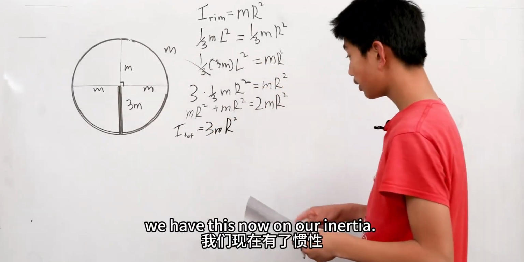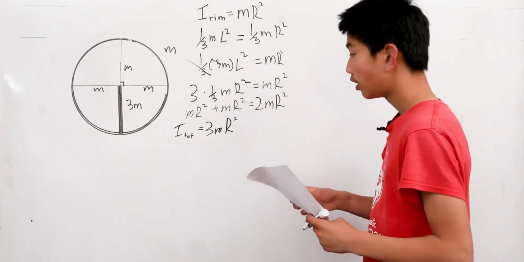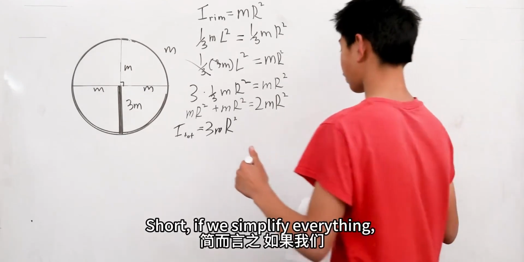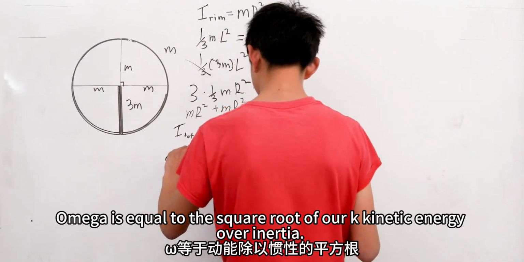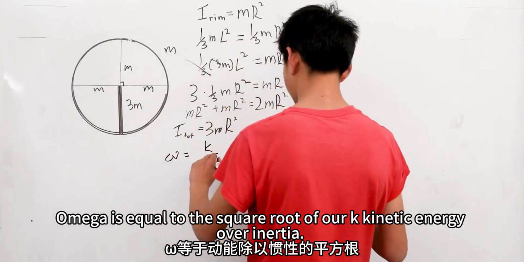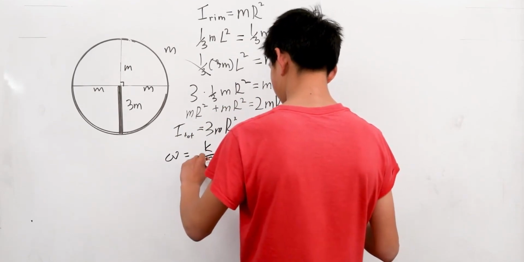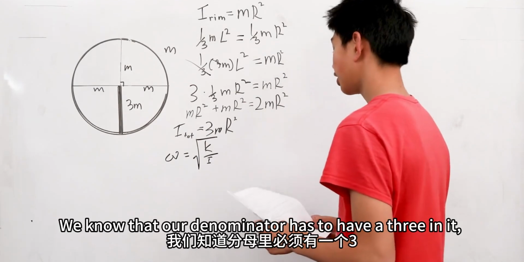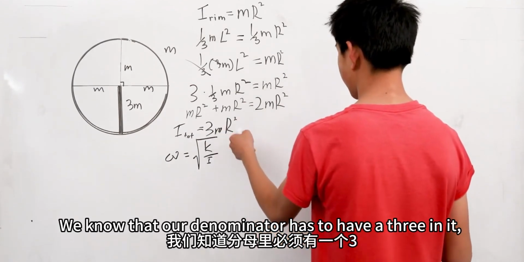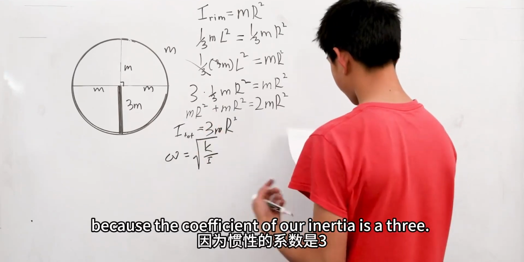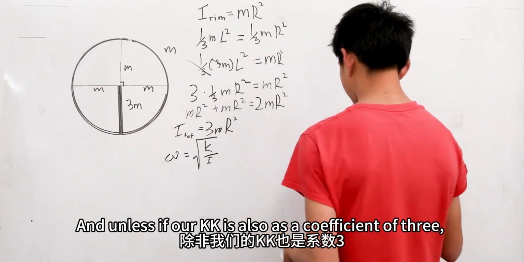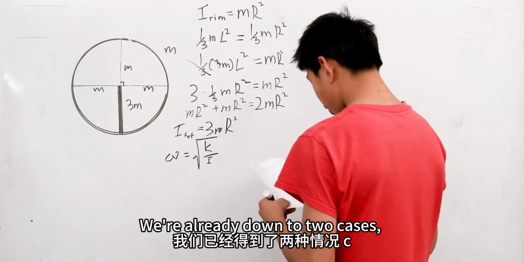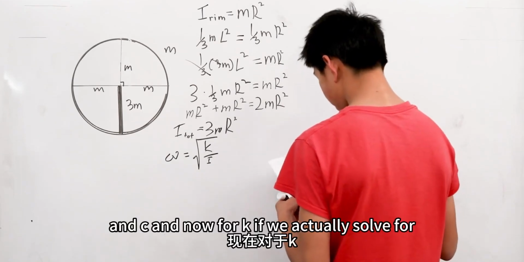Now, we have this on our inertia, and what we really want to find is the oscillations. So, long story short, if we simplify everything, we get omega is equal to the square root of our k over inertia, and you take the square root of that. Now, we can do this a couple ways. We know that our denominator has to have a 3 in it because the coefficient of our inertia is a 3, unless our k also has a coefficient of 3. But let's just not account for that. We're already down to 2 cases, A and C.